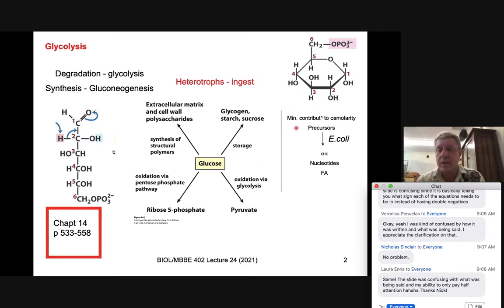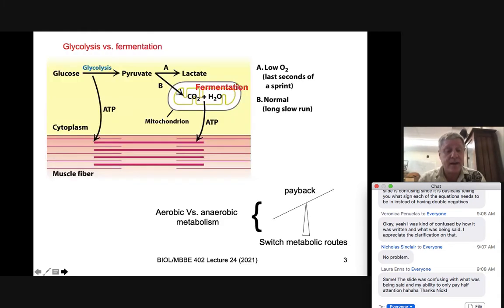But we want to, again, emphasize the issue of the single carbohydrate moiety in regards to the contribution to osmolarity. Now, we want to make sure that we have carbohydrates available, but we don't want to have those carbohydrates sinking the situation of osmolarity and trying to make sure there's a balance. So let's go forward and start our investigation on chapter 14, page 533 to 558.